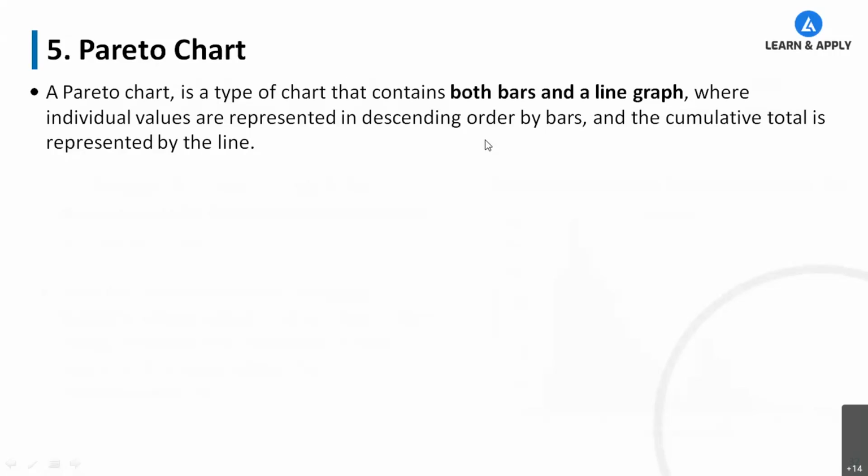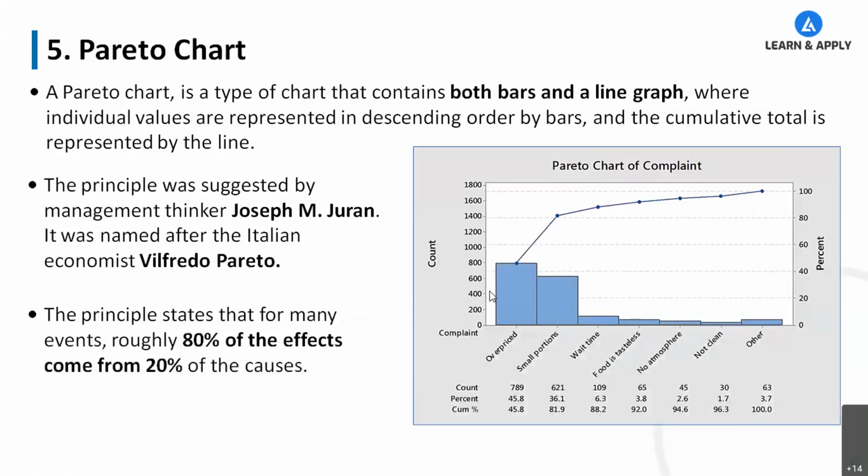So we are familiar with that. This principle states that for many events, roughly 80% of the effects come from 20% of the causes. So if we observe this complaint chart, the Pareto chart that we have plotted, if we observe the first three complaints, right? So the first, second, and third, here you can see.